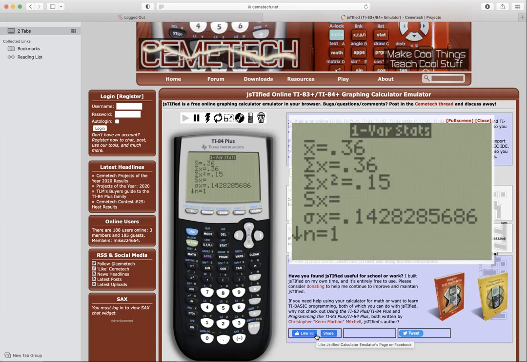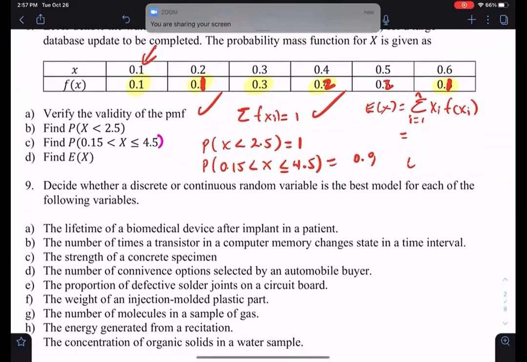Okay, so the expectation is 0.36. Just to check. Yeah, that's the expectation, 0.36. So let me go back to the slide. So the expectation is 0.36. Okay, so we're done with that question.